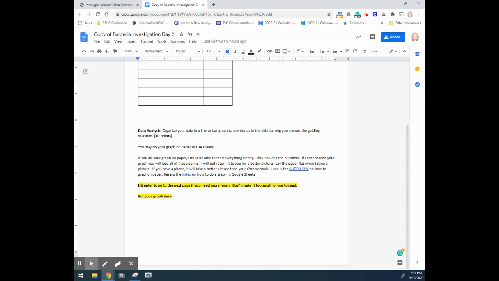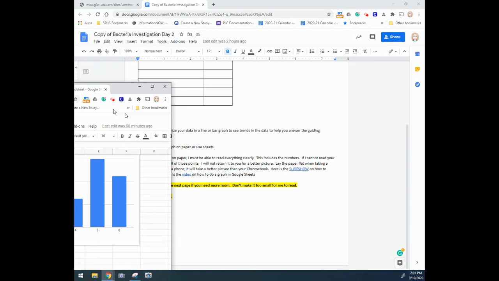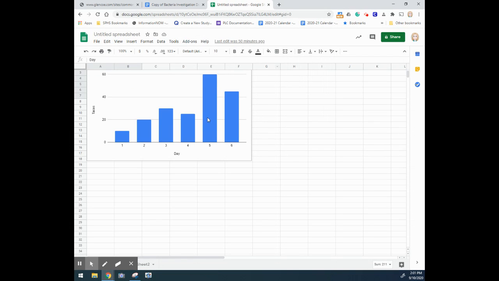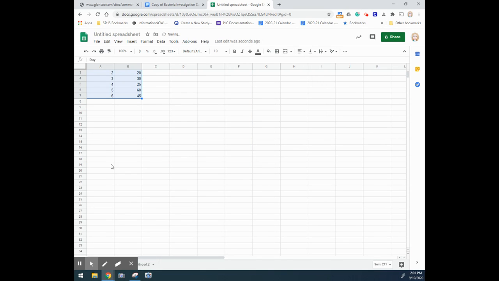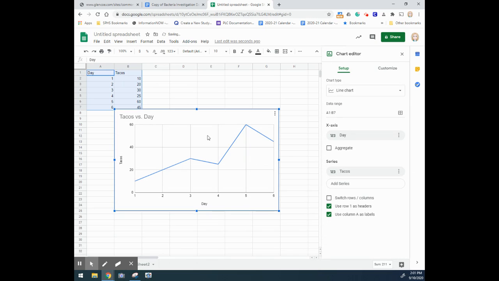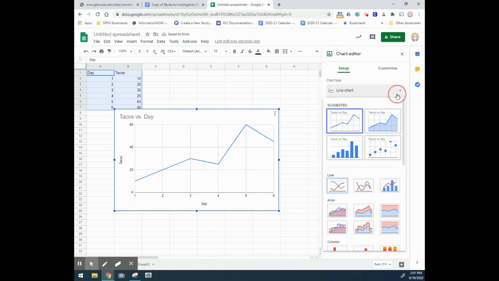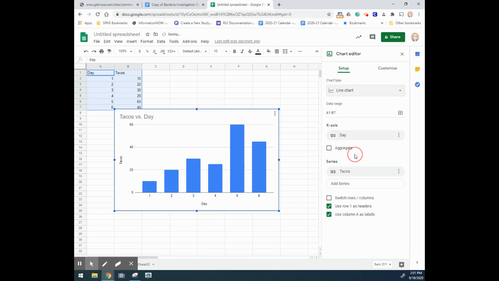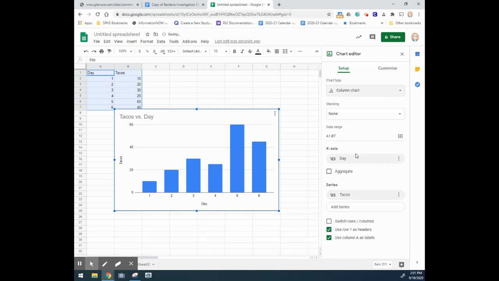Either way, okay? And just really quickly to kind of go over the graph in Google Sheets, you're going to type your data into Google Sheets, right? Then you're going to highlight it. You're going to hit Insert Chart, and it's going to come up with a graph, right? And if that's not the graph you want, then you go over here and you change it to whatever graph that you want. And you can also customize it, change your colors or whatnot.